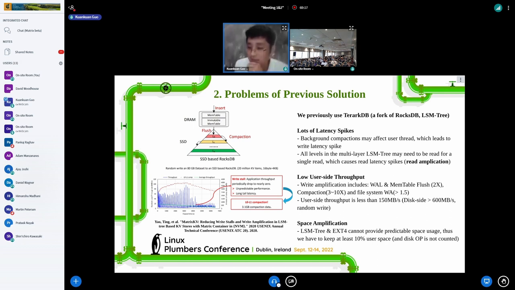And the second one is user-side throughput is not as good as we expected. The user-side throughput here means the valid throughput, which is the user data that the user actually writes into the system. In most cases, the valid throughput is under 150 megabytes per second. But we all know that a modern SSD can easily provide over maybe 1 gigabyte per second of read throughput, but the read amplification is too high, so the user-side throughput is not good enough.